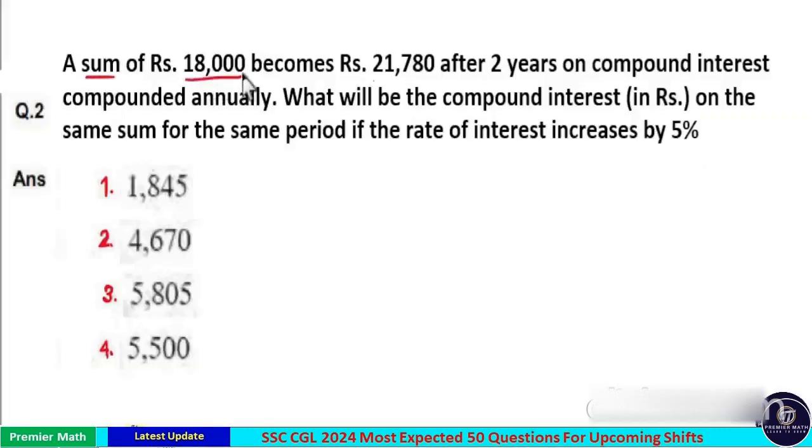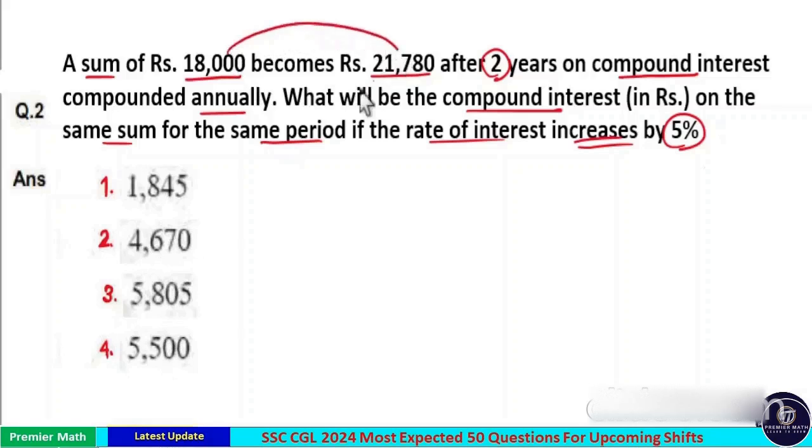A sum of rupees 18,000 becomes 21,780 after 2 years on compound interest compounded annually. What will be the compound interest on the same sum for the same period if the rate of interest increases by 5%? Here you can do it in two methods. If you look, the options are varying, so first I will calculate it roughly. That is, take the difference. Difference is 18 plus 3 is 21. So 3,780 is the compound interest generated at the end of 2 years at our original rate.